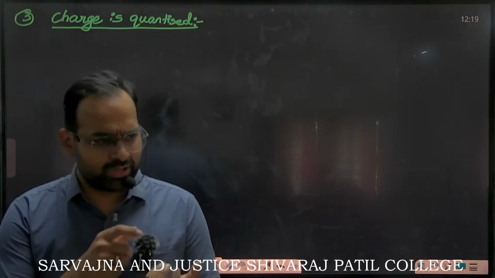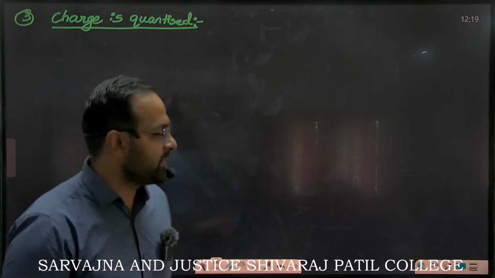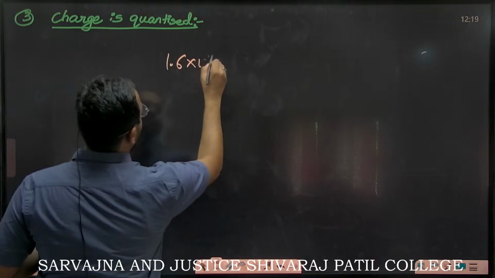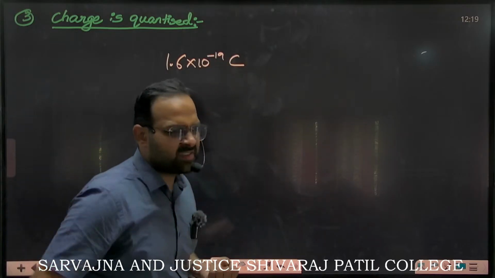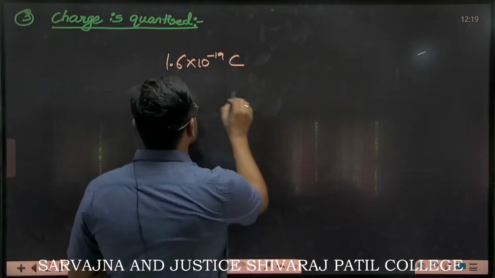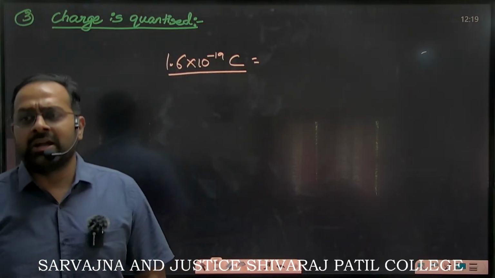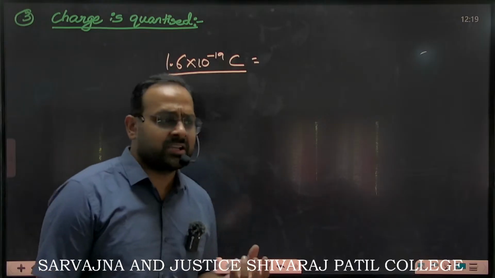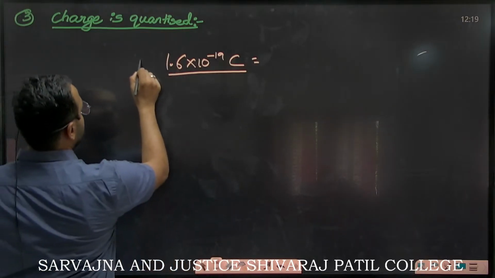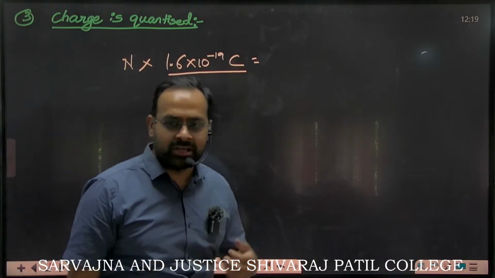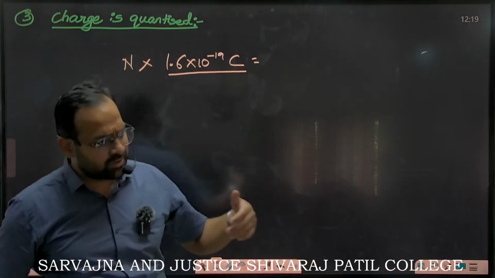Here, if you want to calculate the charge, what you are doing, you are multiplying an integer with what? You are multiplying an integer with 1.6 into 10 power minus 19. Okay. So this is the fundamental magnitude of charge. And whatever charge an object has, that will be an integral multiple of this charge. Okay. So either it will be 1 times that, it will be 2 times that, or 3 times that.